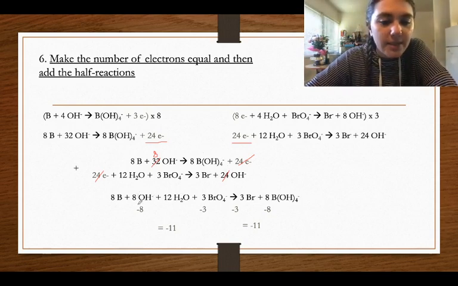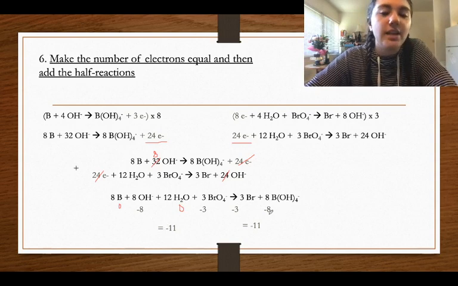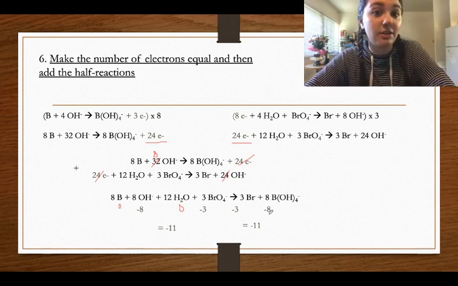I have -1 times 8, that's -8. This is 0 times 8, so that's 0. 12 times 0 is 0. 3 times -1 is -3. Perfect. I have -3 times -1, -3. I have 8 times -1, that's -8. Those all equal to -11. Perfect. We've done this correctly.